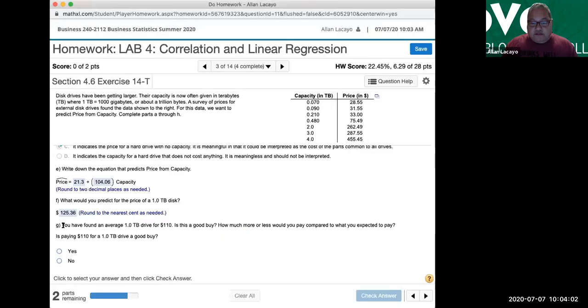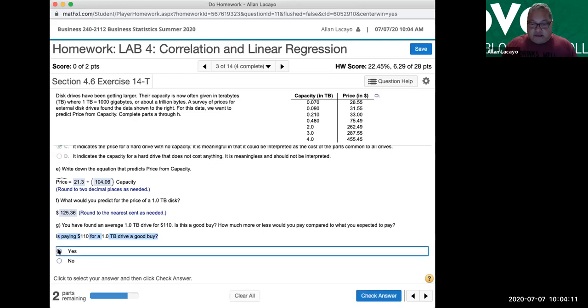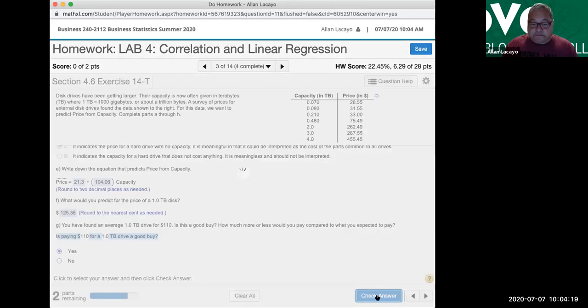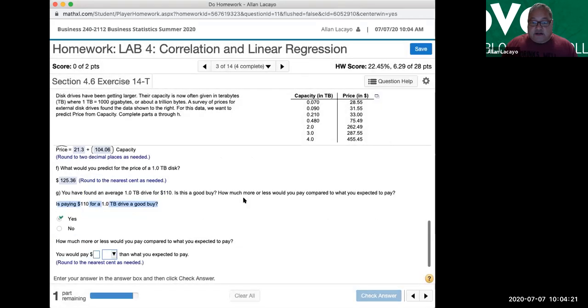The next question is, what if you paid $110 for a 1 terabyte hard drive? Is that a good buy? And the answer to that is yes, because you were predicting or expecting the price to be $125.36. So paying less than predicted is a good deal. It's kind of like a good surprise.